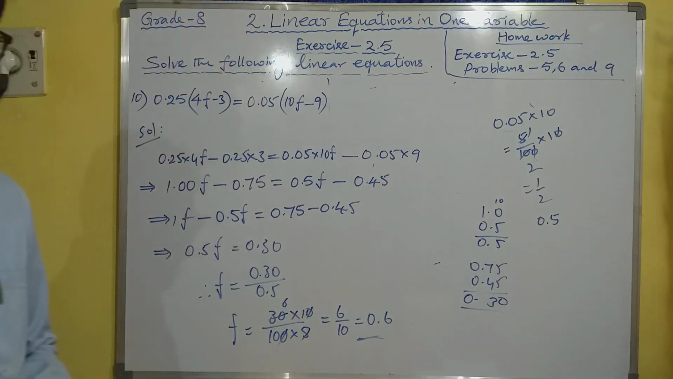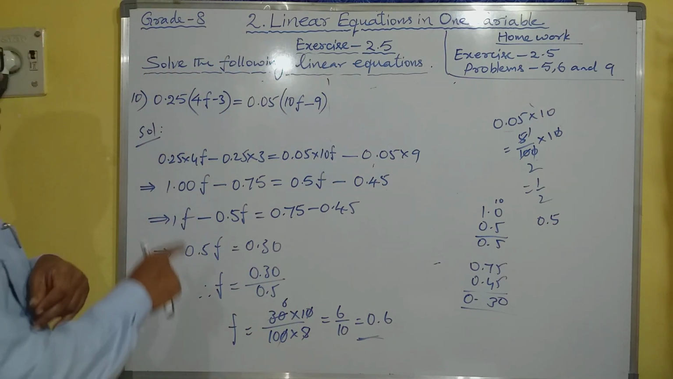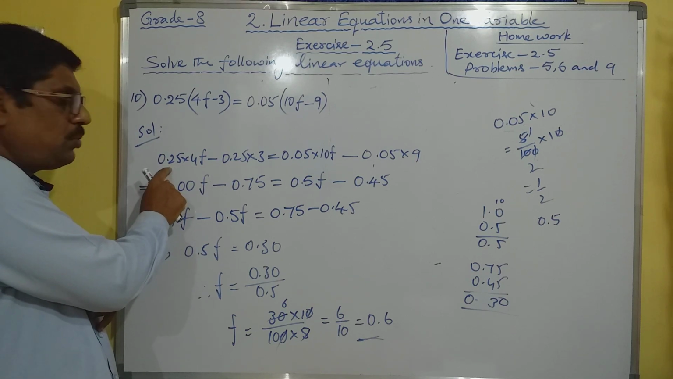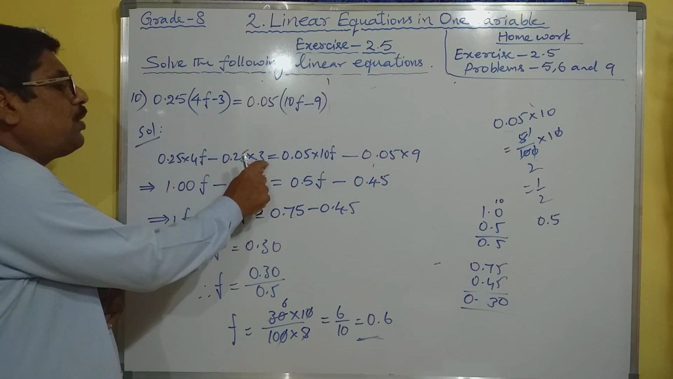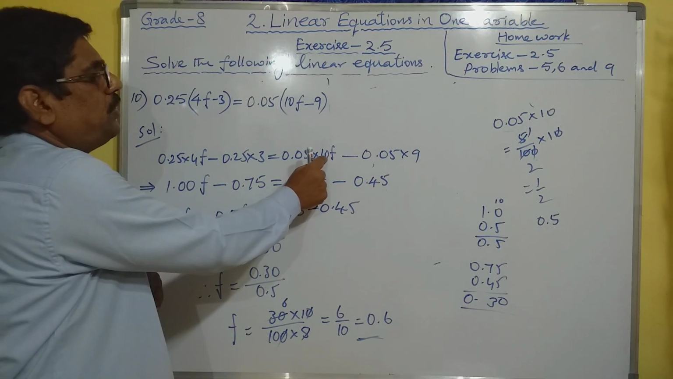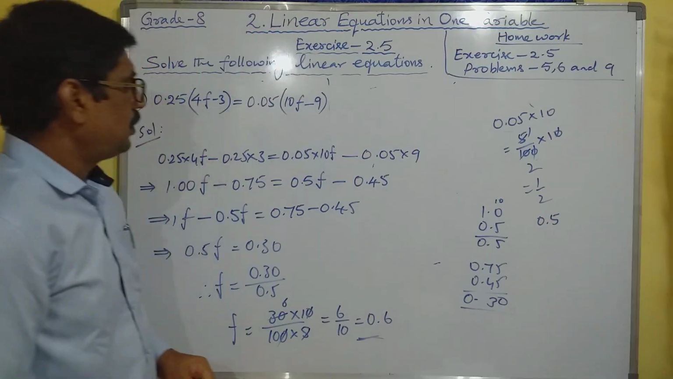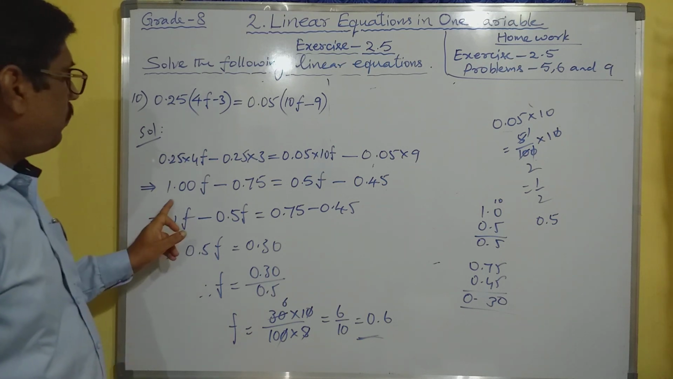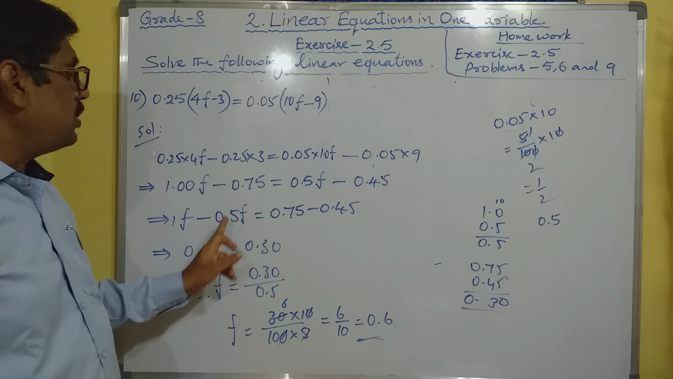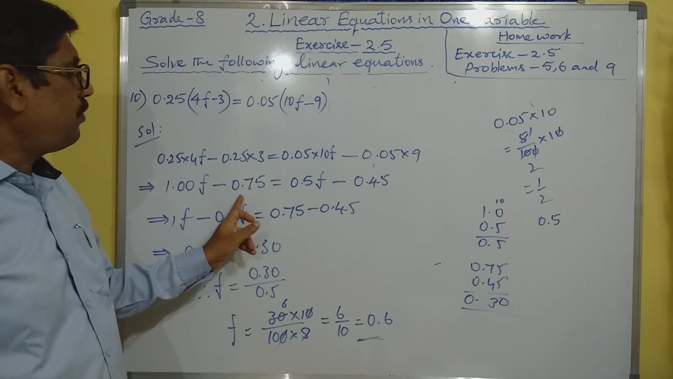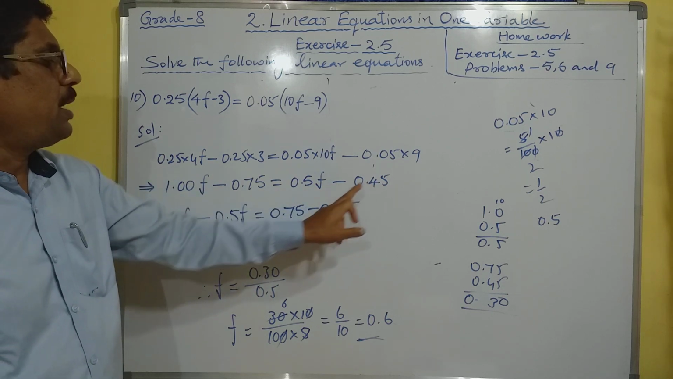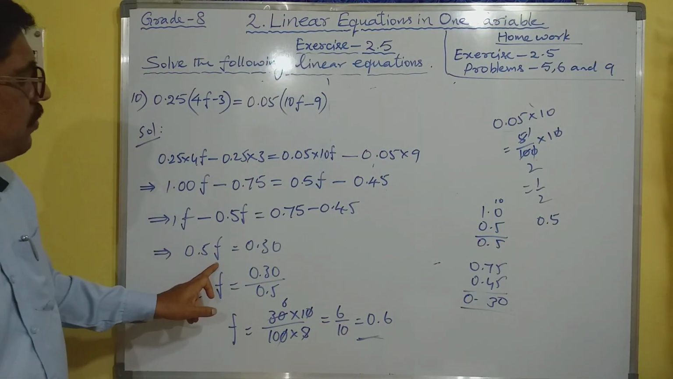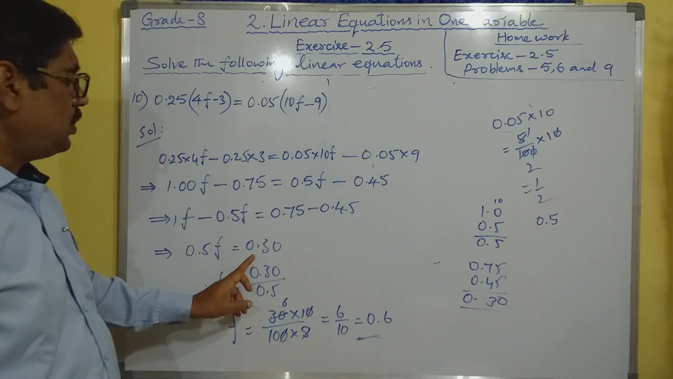So let me explain this simplification once again. If there is any confusion, just look at this. 0.25 into 4: if there is no point, 25 fours are 100. As there is a point with two digits, we get 1.00f. 0.25 into 3 is 0.75. 0.05 into 10 is 0.5. Here 0.05 into 9 is 0.45. Now 1f minus 0.5 we can take to LHS, and minus 0.75 you can shift into RHS, we get 0.75 minus 0.45. Now by subtraction, 1 minus 0.5 is 0.5f. 0.75 minus 0.45 is 0.30.